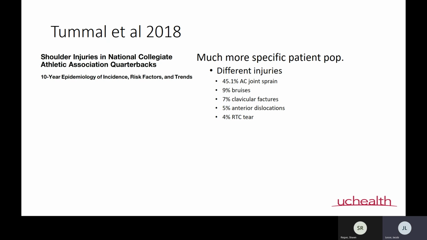On the flip side of this, there was a more recent study looking only at quarterbacks, covering a 10-year history of these guys getting injured. Again, we're looking at one position of one sport, but they had a very different injury pattern, right? We're seeing a lot of those guys getting AC joint sprains, where they're basically just being dropped on that shoulder. They can really separate everything in there and cause some pretty significant pain. 9% were just bruised up. 7% actually broke their collarbone. 5% ended up dislocating their shoulder, and another 4% ended up with a rotator cuff tear.